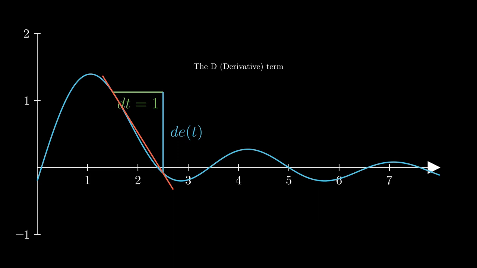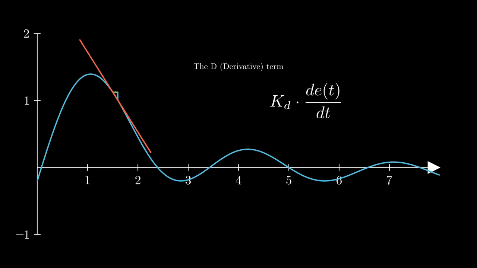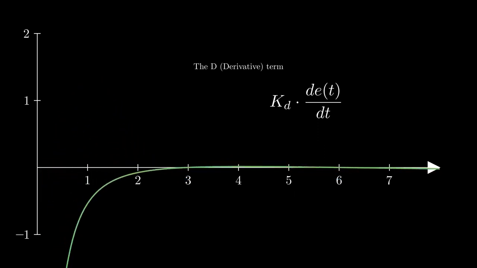And just like the integral term, for smaller and smaller values of dt, this becomes a better and better approximation. From this, we can derive that the derivative term of the controller is Kd multiplied by the derivative of the error over time. By applying the derivative term to our correction, the derivative term will create a dampening effect, removing oscillations from our error. So, from these three parts, we have arrived at our final equation and the following code.